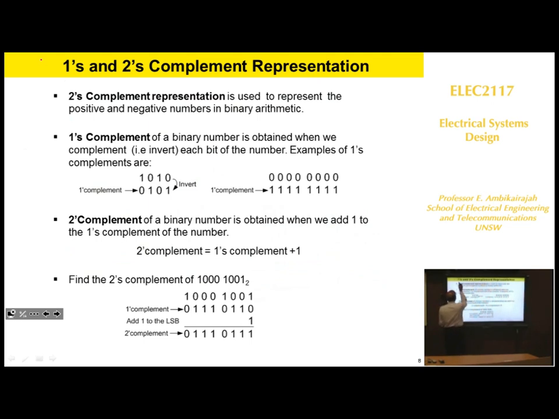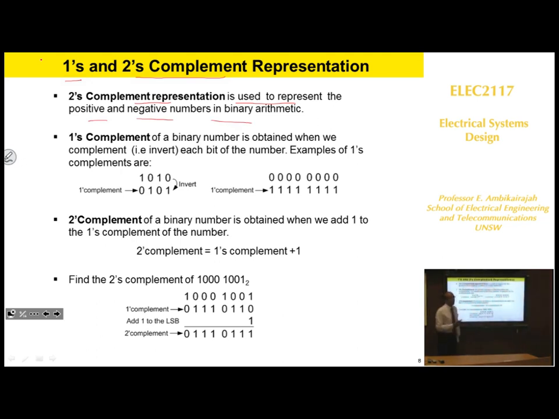So we now look at 1's and 2's complement arithmetic. 2's complement arithmetic is used to represent a negative number. So far we looked at unsigned numbers. Now we're going to look at signed numbers. 2's complement representation is used to represent positive and negative numbers in binary arithmetic.